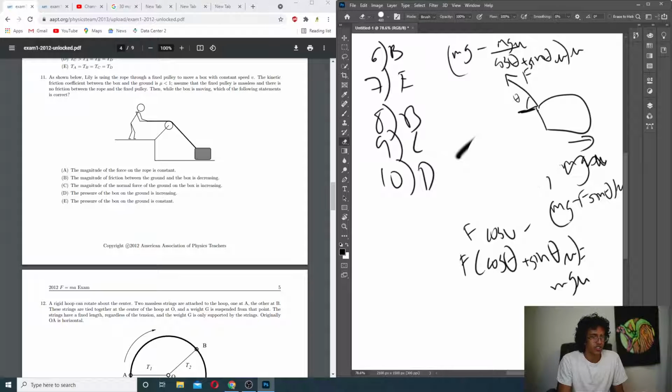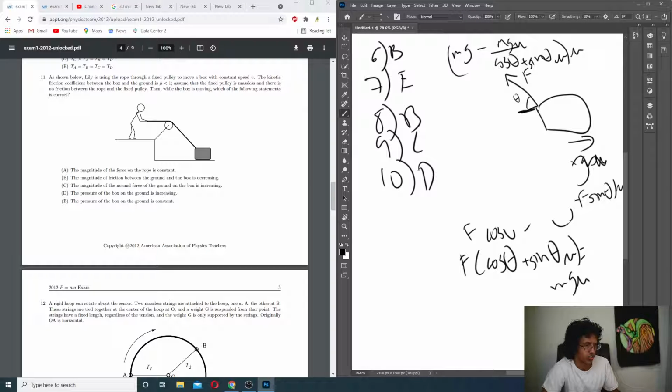Okay. Let me think properly. So the magnitude of the force on the rope is constant. I'm pretty sure that's not true because you have this change based on the angle, so probably not. The magnitude of friction between the box and the ground is decreasing. Okay, so is this increasing or not? So cosine theta is increasing, sine theta is decreasing. Or no, sine theta is increasing. So oh my god, this is triggering.